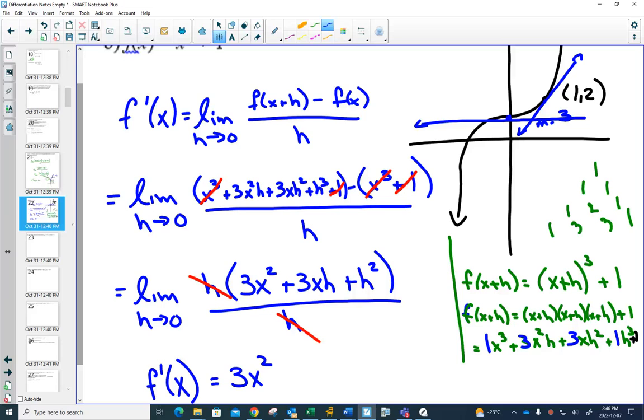Can you see at -1? We'd have the point -1 comma 0. If I plug in -1, I'd also get a slope of 3. And so if we use the definition, expand things completely, factor out the h so that it goes away, we can do the limit. And then we can find the equation of the derivative.